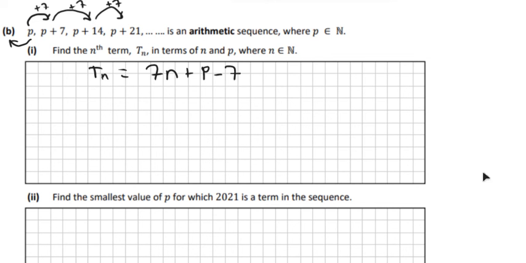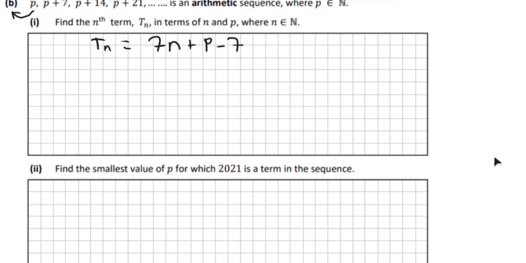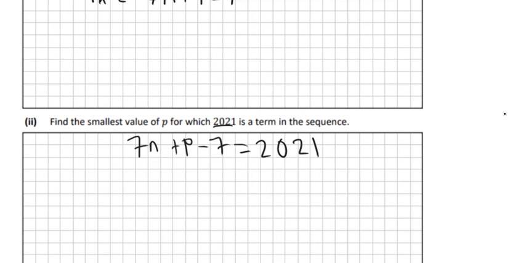So the second part, we just have to find the smallest value of p for which 2021 is a term in the sequence. So if 2021 is a term in the sequence, well then 7n plus p minus 7 has to be equal to 2021. Now, we want the smallest value p could be.